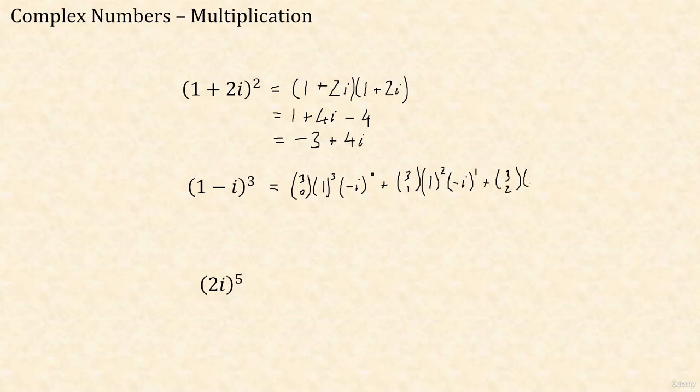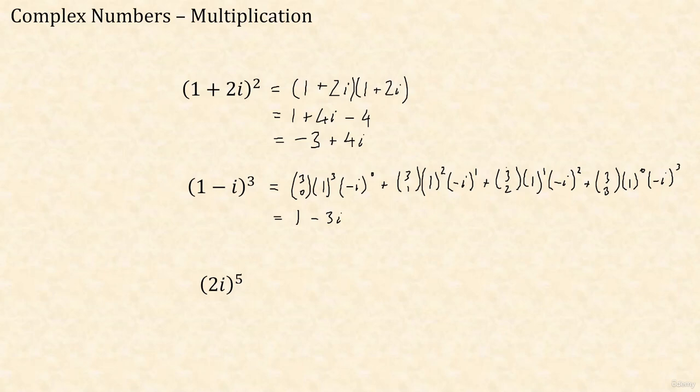3 choose 2, 1 to the power of 1, negative i squared. Of course, you could skip a lot of this out because the 1s are not really relevant to this. And 3 choose 3 times 1 to the 0 and minus i cubed. So this first one, we've got 1 times 1 times 1, so that's 1. The next one, I get 3 times 1 times negative i, so that's minus 3i.